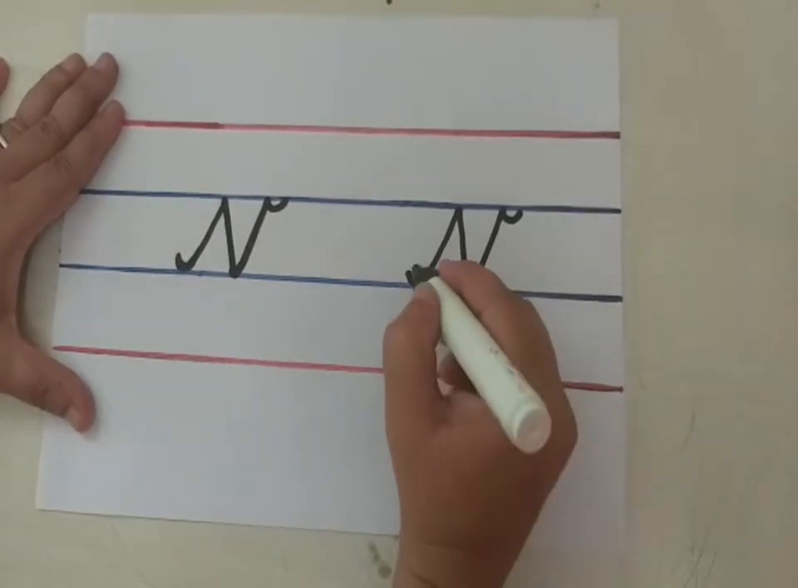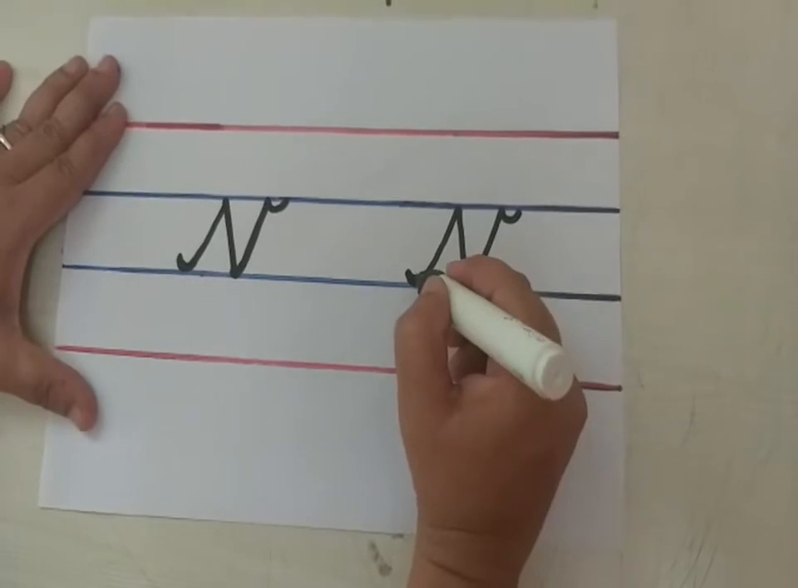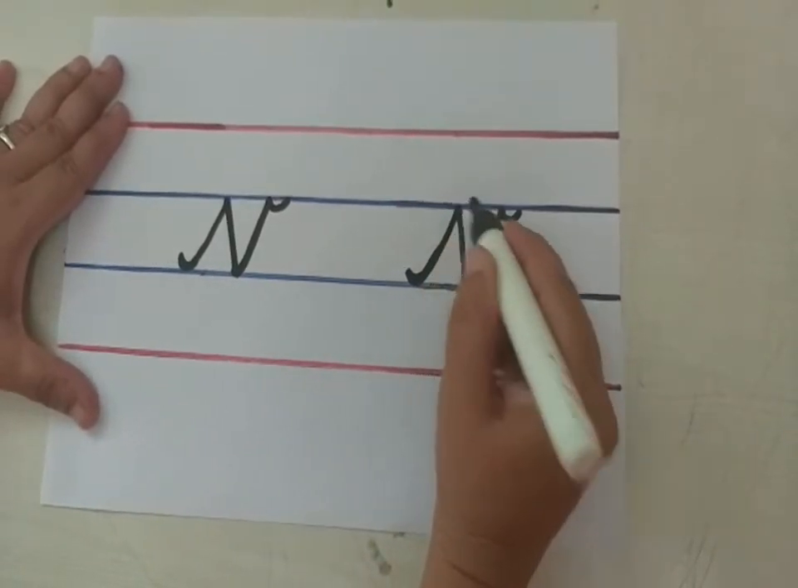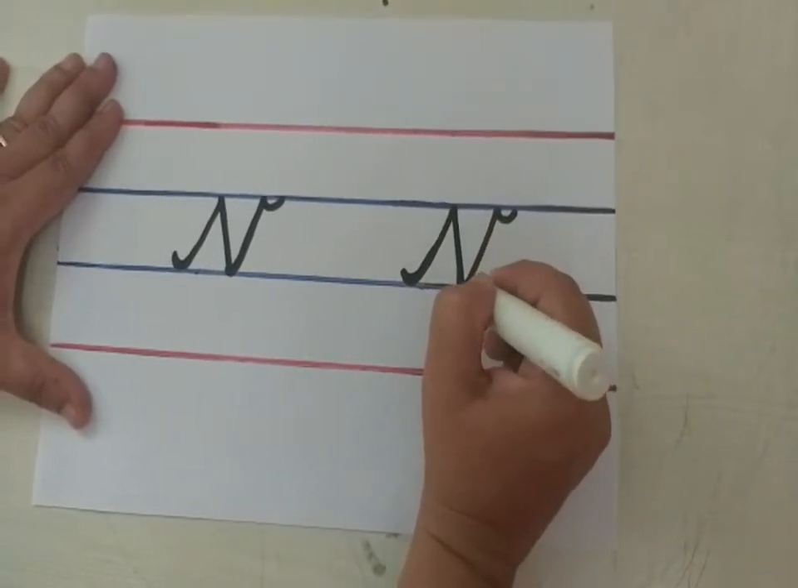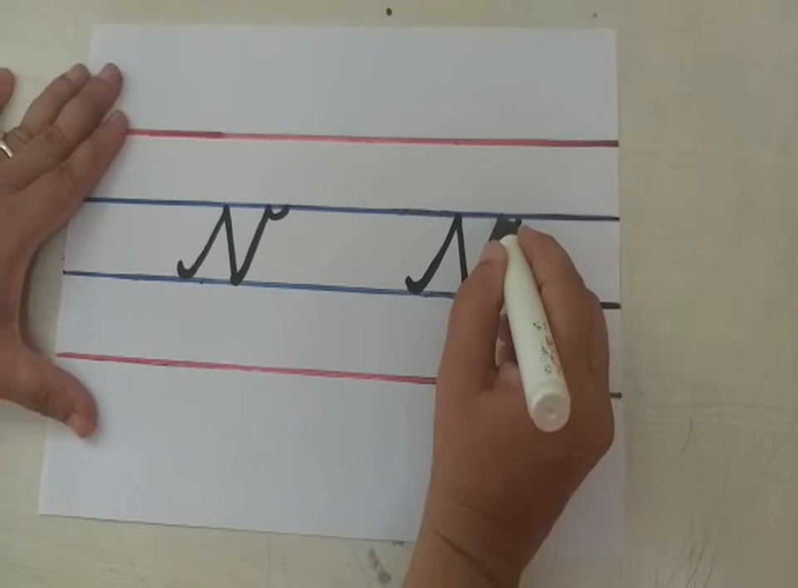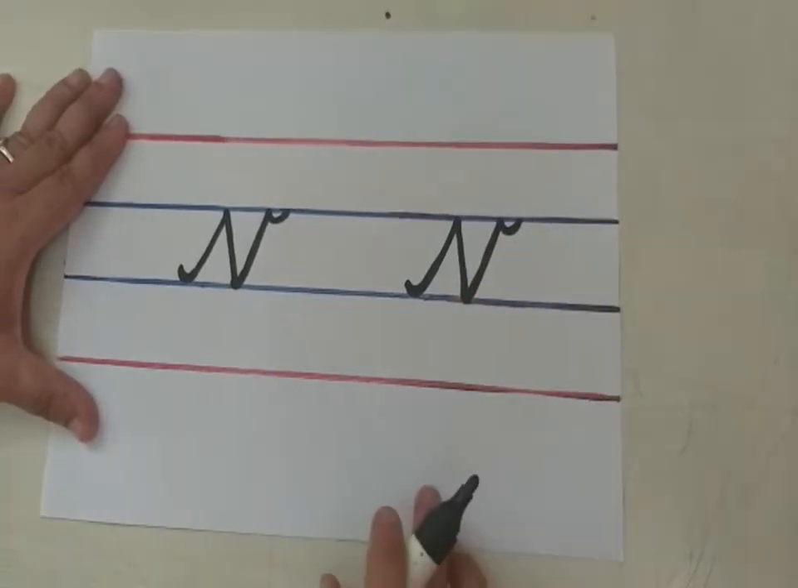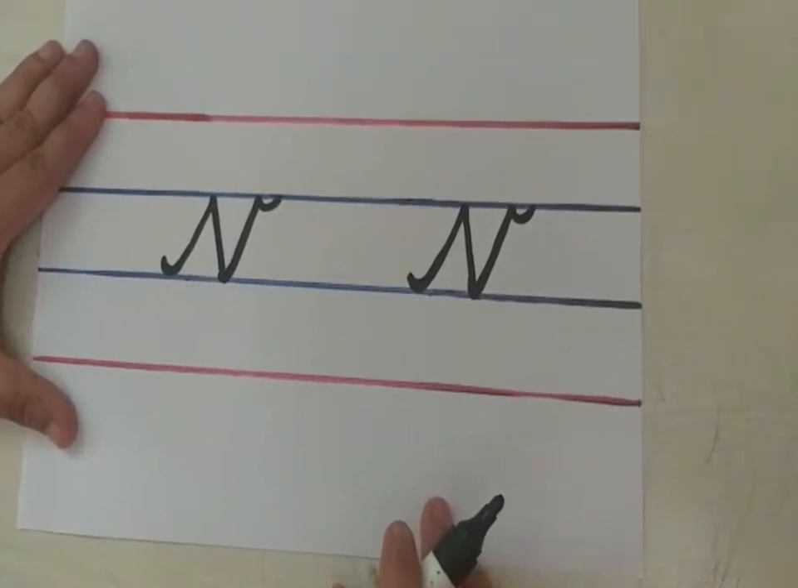Shall we write once again? Take a small curve. Go up to the second blue line, slanting line, children. Come down to the third blue line. Again go up to the second blue line and make a small curve. This is small cursive V. Small cursive V.